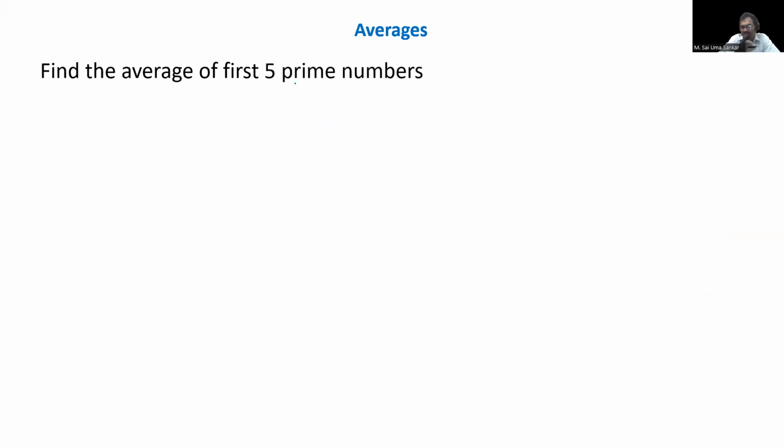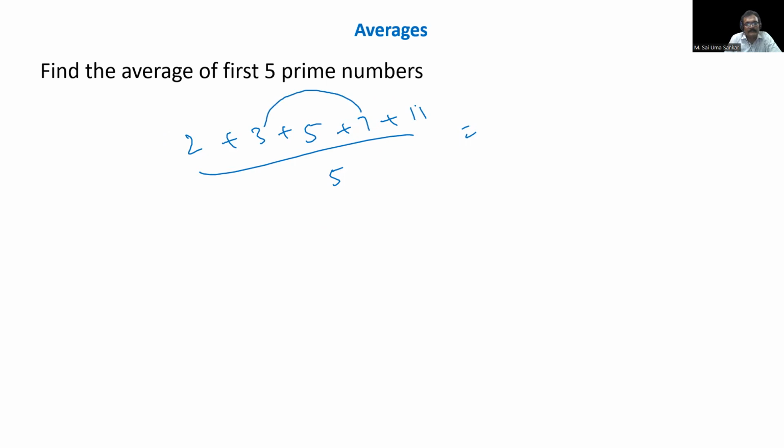5 prime numbers, there is no logic. First prime number 2, next prime number 3, next 5, next 7, next 11. What we require? Divided by 5. Here this is equal to 10. 10 plus 11, 21. 21 plus 7, 28 by 5. So this is equal to 5.6, which is the required answer.